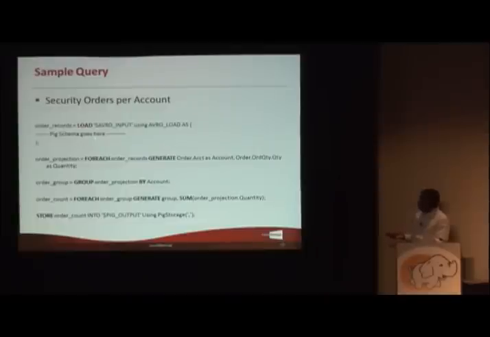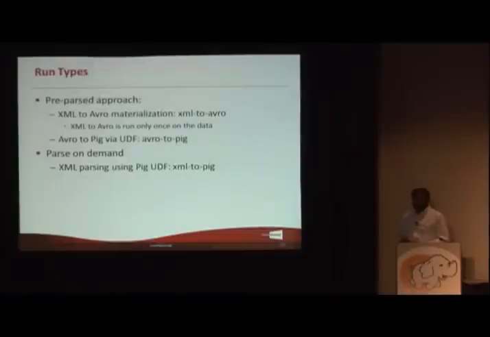So this is a simple Pig script that was run both against the raw XML, in which case, of course, the UDF would parse the XML on the fly and then project the fields and then do the grouping. Whereas in Avro, there's no parsing, it's just a straight load, and then, of course, the schema has to be given for Pig to know how the projections will be done in the processing. So the two approaches, hopefully that's clear by now. We have a pre-parsed approach in which we take the XML into Avro and then we run analysis directly on the Avro versus parse on demand.